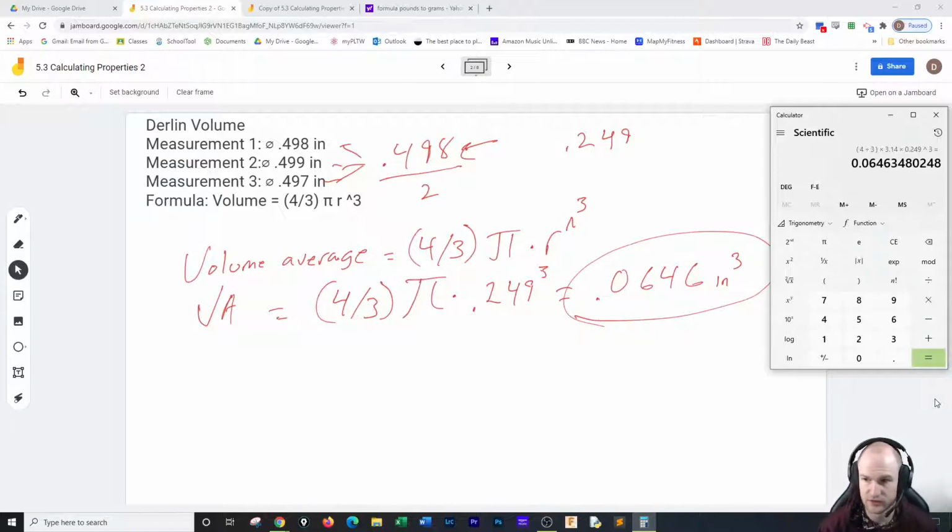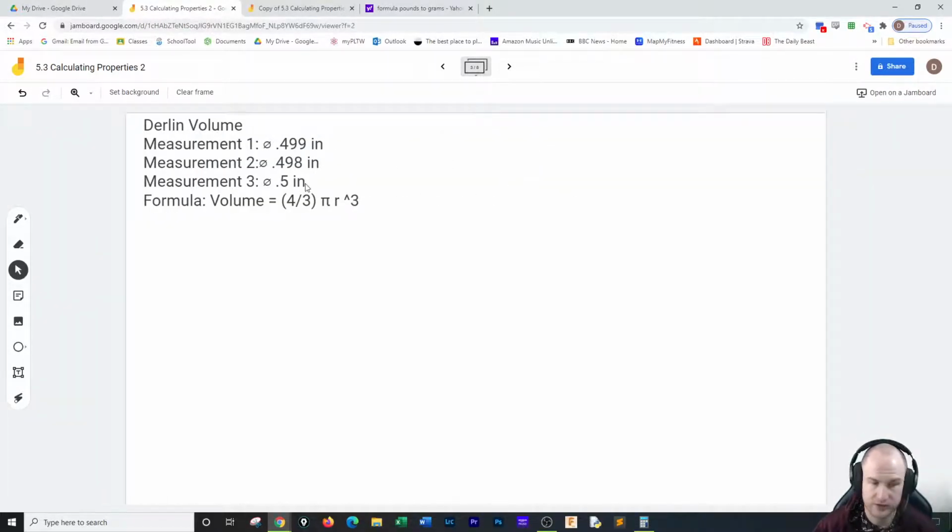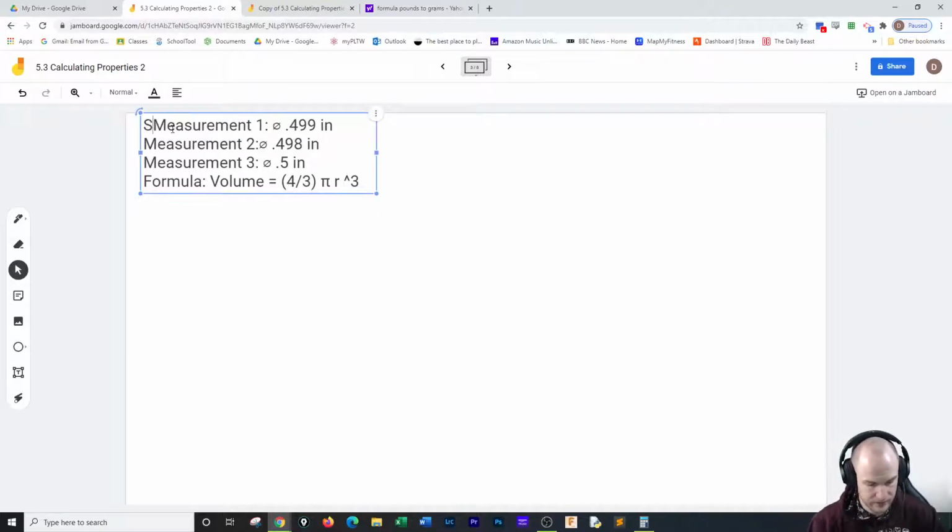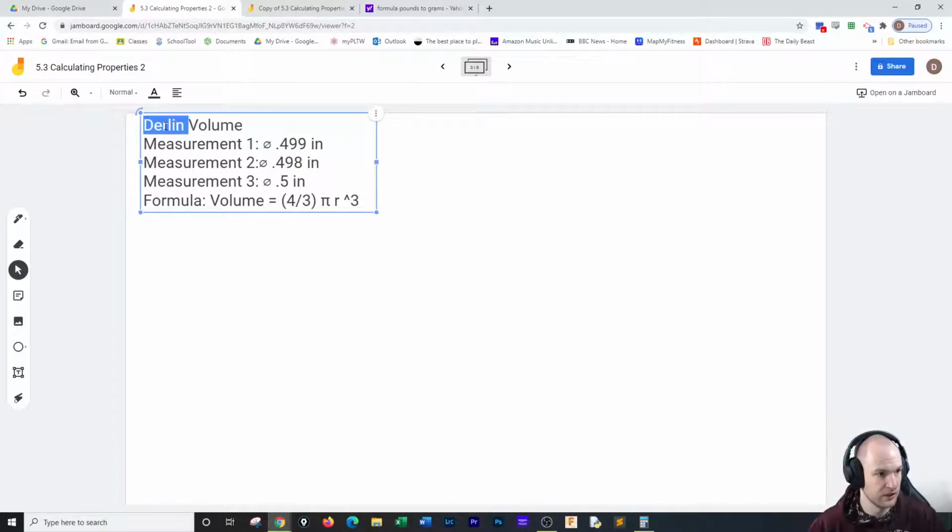So that is how you do it. You just plug it all in the calculator. Very straightforward. It's really just a matter of figuring out what your average is there for the measurements. So moving on, the steel, or this should be steel, my bad. The steel should be the same procedure.